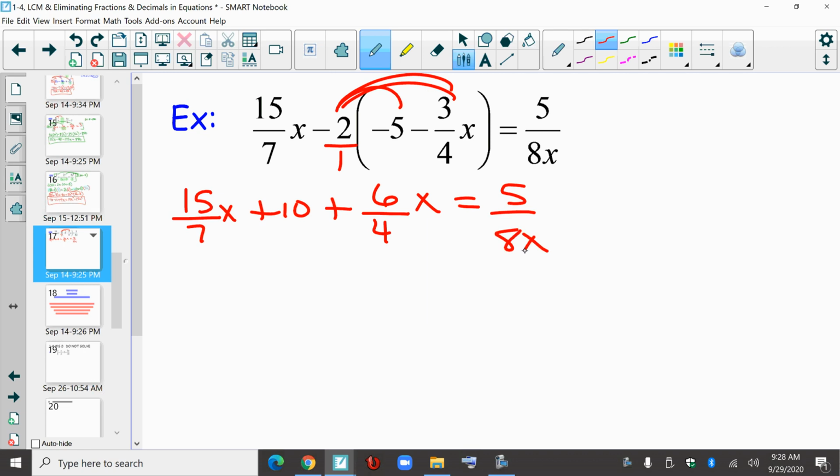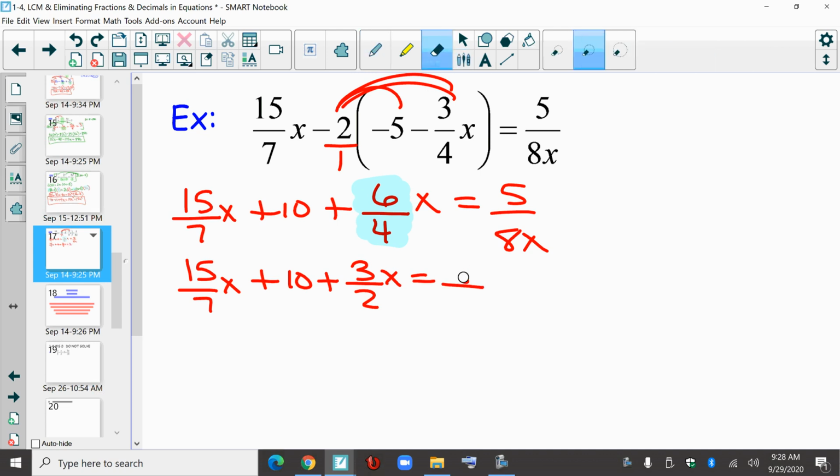Now, if you can reduce a fraction, you always want to do that first. Meaning, this fraction right here of 4 over 2 should be reduced. So 15 over 7x plus 10. 6 divided by 2 is a 3. 4 divided by 2 is a 2. That looked like an S, sorry. Now notice that x is in the bottom, so we have to make sure we acknowledge that. So my denominators are 2, 7, and 8.